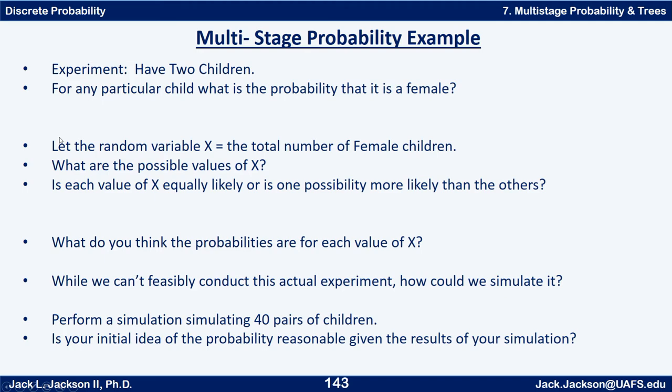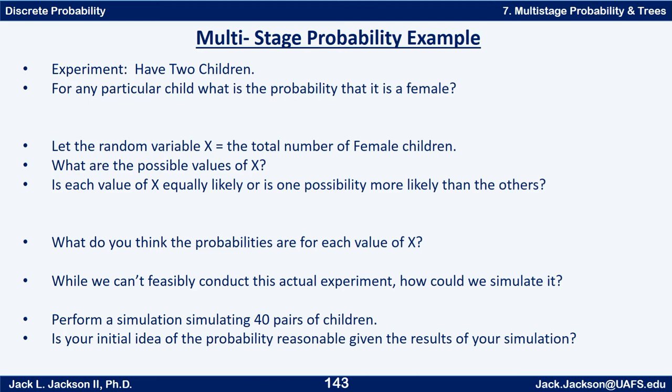So here's the experiment. We're going to have two children. For any particular child, what is the probability that it is a female child? So the probability of a girl. Let X be the random variable, which is the total number of female children. Now we're saying we definitely will have two children in this particular situation. So what are the possible values of X? And then the question is, is each value of X equally likely, or is one possibility more likely than the others? What do you think the probabilities are for each value of X?